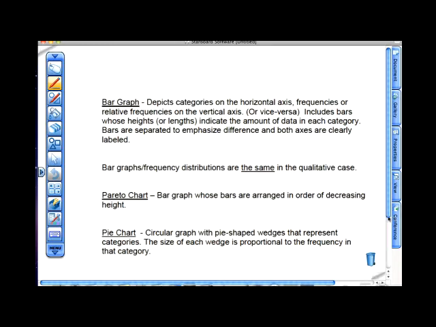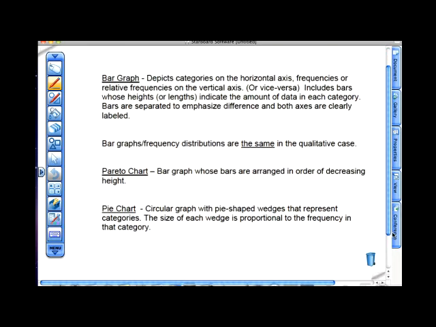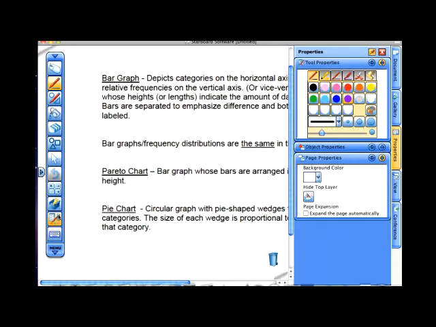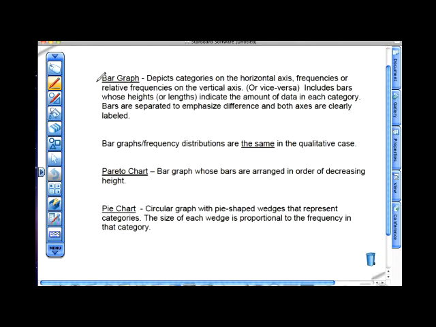Okay, so a couple of nice types of graphs that we like to use for qualitative data are bar graphs and pie charts. They're the two main types of graphs. With bar graphs, you're going to have the categories on the horizontal axis, and you're going to have the frequencies on the vertical axis. Or you can swap that, have the categories on the vertical and frequencies on the horizontal, and that's fine too.